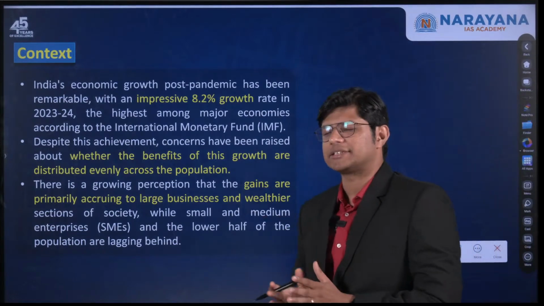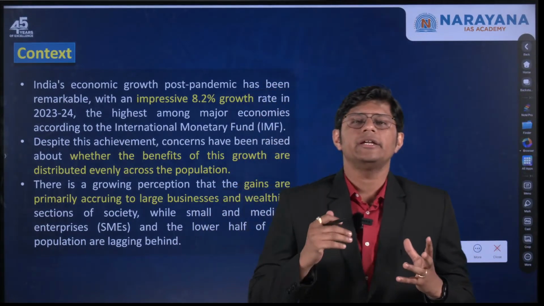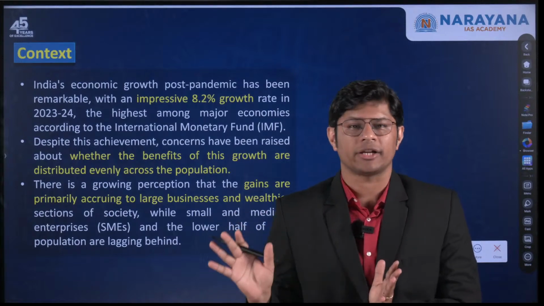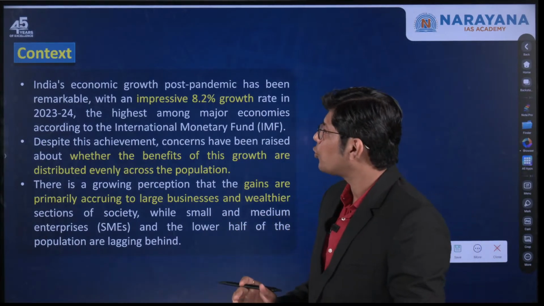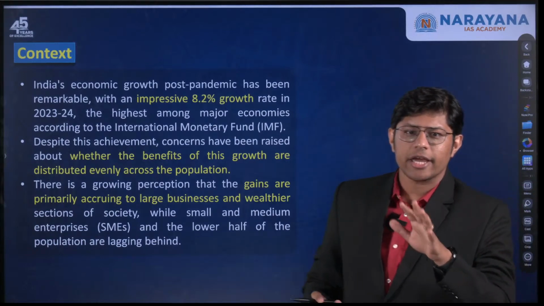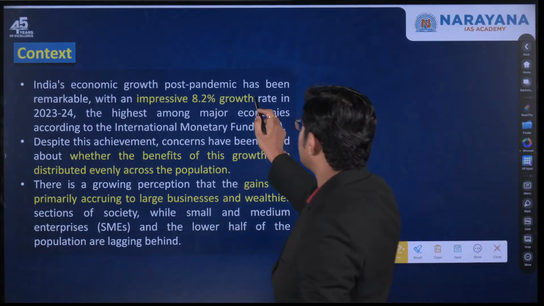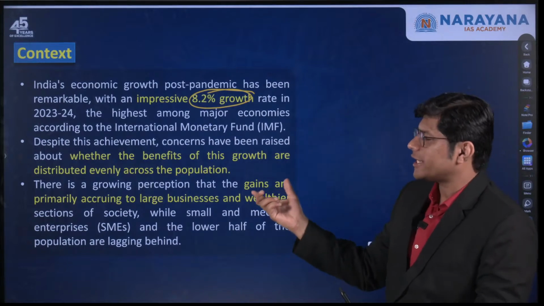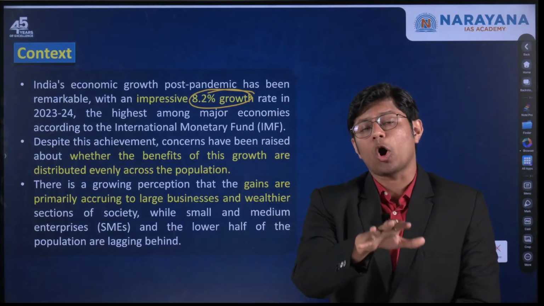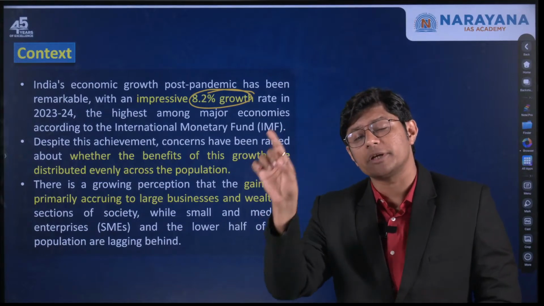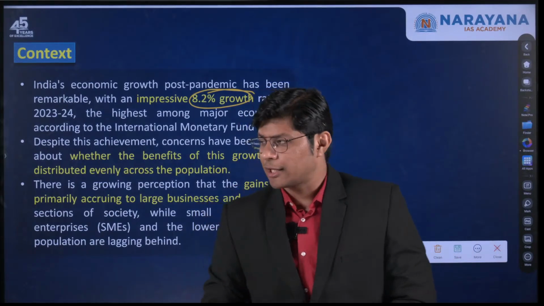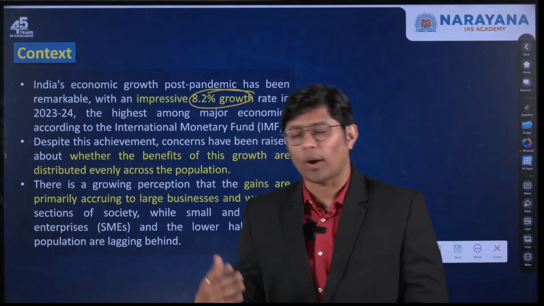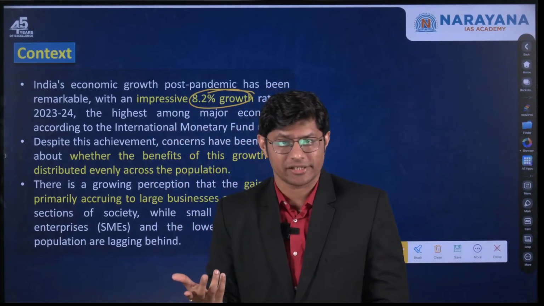Now, what is the context? We know that the Indian economy is growing significantly and has grown remarkably well. If you look at the numbers, in the year 23-24, the Indian economy grew at the rate of 8.2 percent. And this 8.2 percent is actually the highest among all the major economies in the world. Now, this number actually makes every Indian swell with pride, right? Why? Because India is growing at 8.3 percent, right?